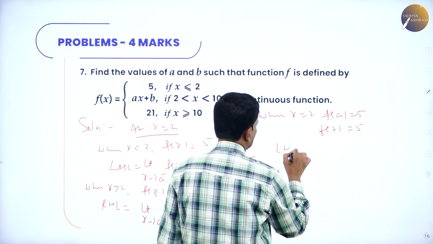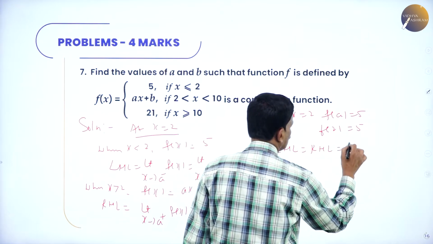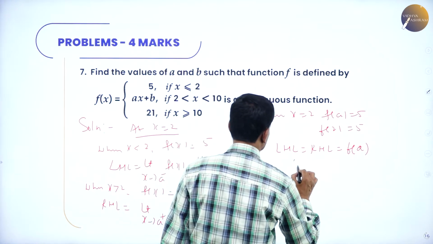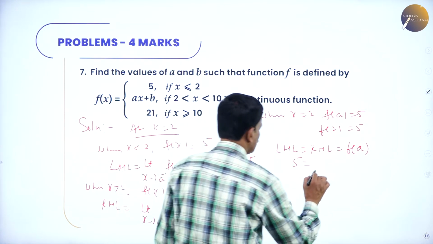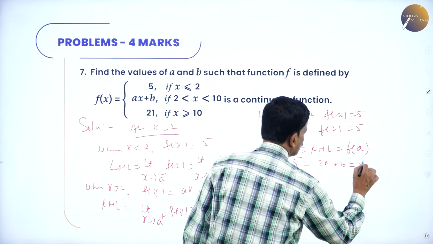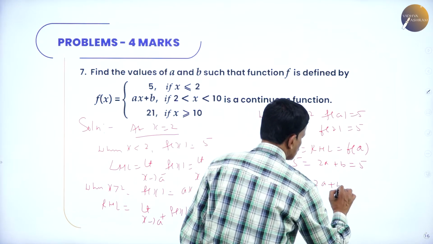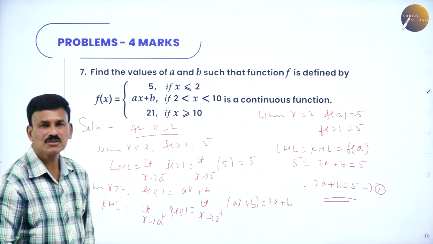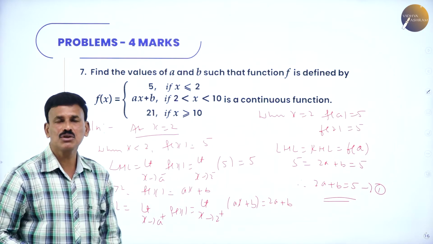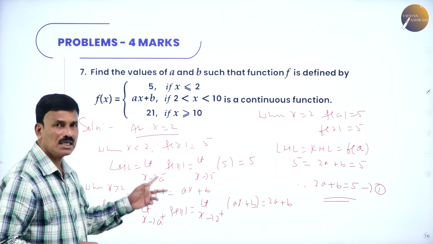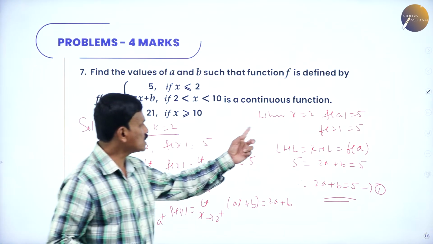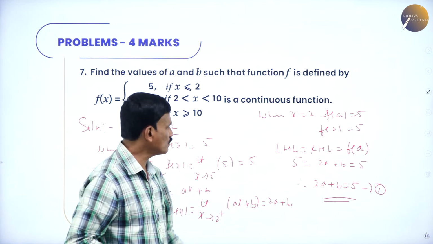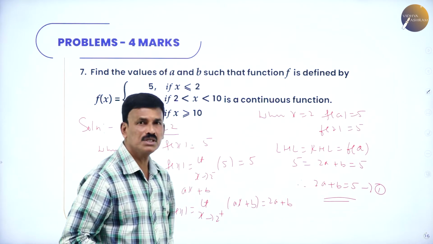So therefore left hand limit is equal to right hand limit is equal to functional value. That means, what is the left hand limit here? 5 is equal to the right hand limit, 2a plus b, is equal to 5. So you can get 2a plus b is equal to 5. This is equation number 1. See here, first at x is equal to 2, find out the left hand limit, right hand limit and the functional value. Since this is continuous at x is equal to 2, therefore left hand limit is equal to right hand limit is equal to functional value: 5 is equal to 2a plus b is equal to 5.